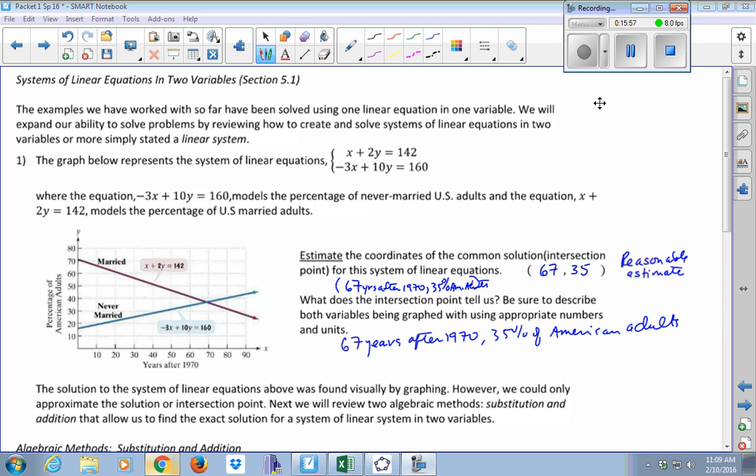So 67 years after 1970 could be stated a little clearer. I could just say 2039, right? So it's the same thing. So in 2039, the percentage of American adults that are both, see, we've got a both here, that are both married and never married is 38%. Right?